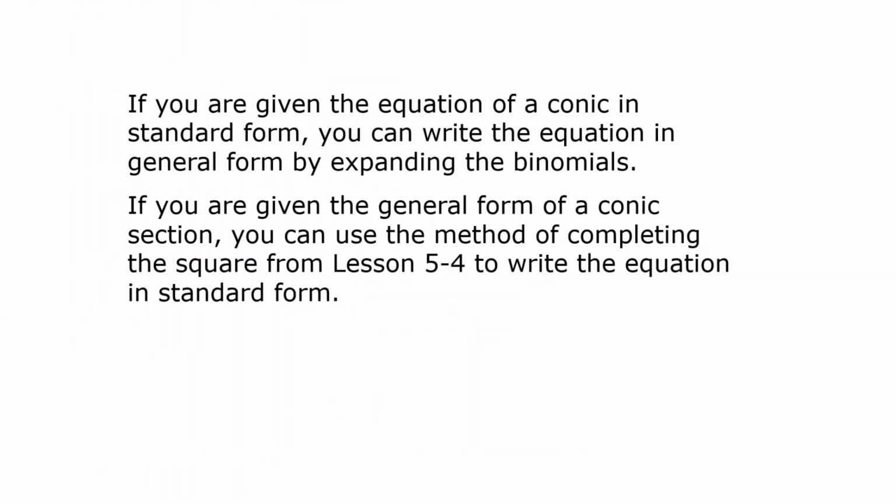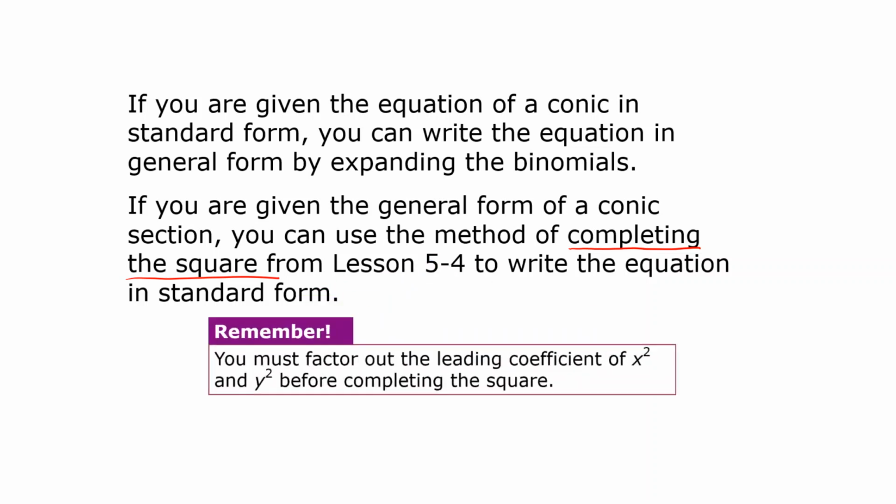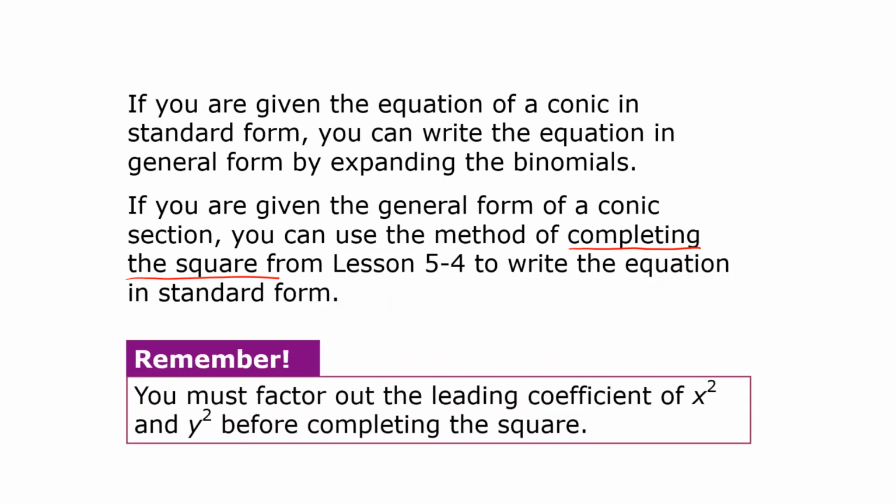All right, if you're given the equation of a conic in standard form, you can write the equation in general form by expanding the binomials. If you are given the general form of a conic section, you can use this method of completing the square. Now, we've done this before in the past, completing the square from lesson 5.4 to write the equation in standard form. So let's try some. But first, remember, you must factor out the leading coefficient of x squared and y squared before you can complete the square. We'll remember that as we do it.